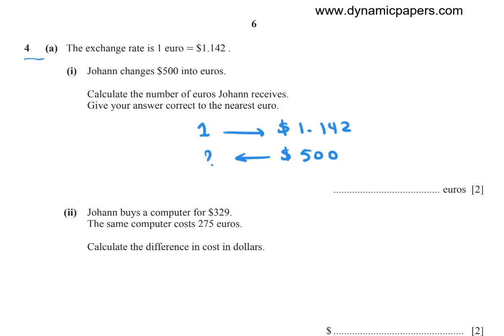You can use a cross multiply to find. So 500 times 1 divide 1.142 equals 438 to the nearest euro.